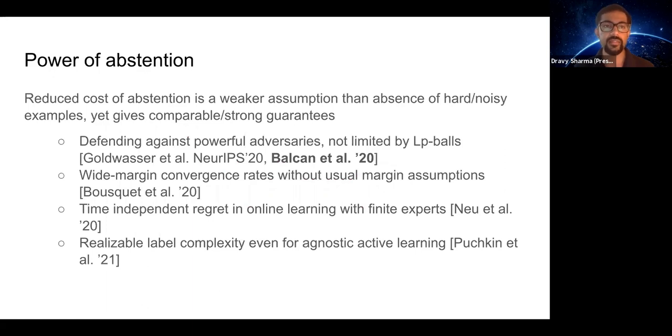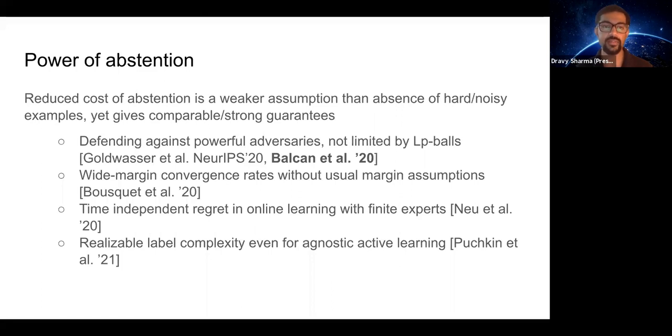Let me motivate abstention a little more, to see why it's an interesting emerging topic. It's a weaker assumption than other assumptions like wide margins or the absence of any hard or noisy examples, and yet it gives very strong guarantees. So it's known in the adversarial setting.